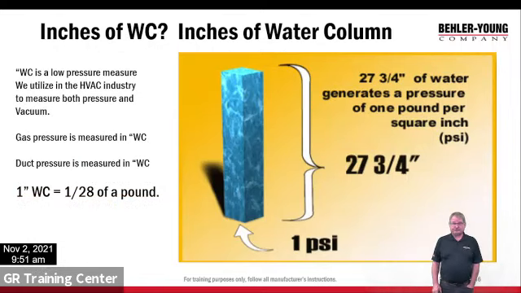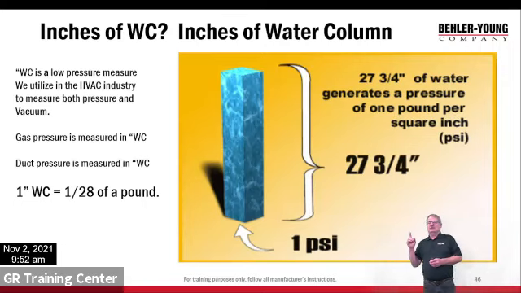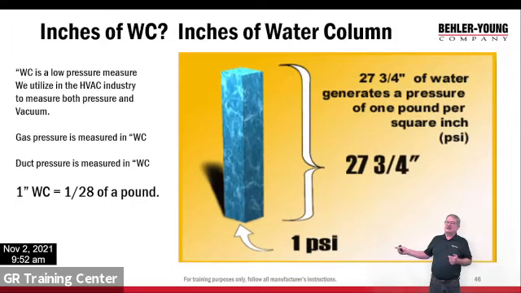And what does it mean? All right, if I had a glass tube and I filled it with water, and that tube was 27 3/4 inches tall, right? A column. There's 1 pound of pressure being applied by that 27 3/4 inches of water in that column. All right, so that's 27, almost 28 inches of water column. So if I take that 1 PSI, there's roughly 28 inches of water column in that 1 PSI.